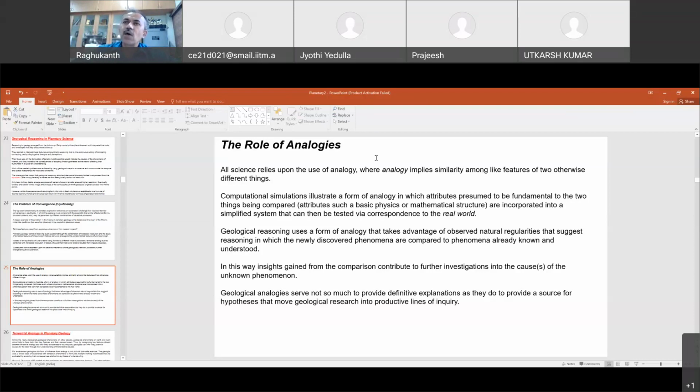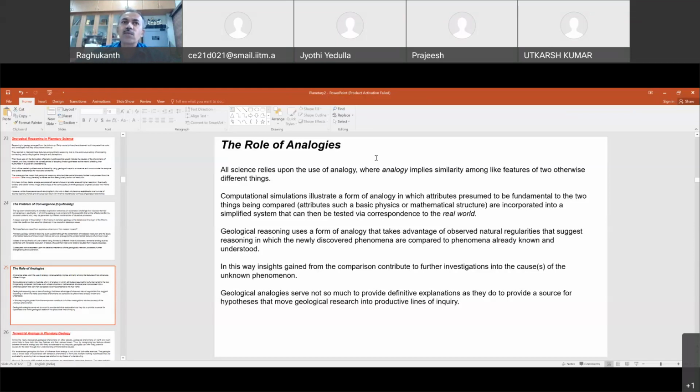Now geology is also essentially about analogies only. Of course, computer simulations are now also becoming popular in geology, but here we also give a lot of analogies, and when it comes to planetary geology, we give a lot of analogies with the Earth itself.